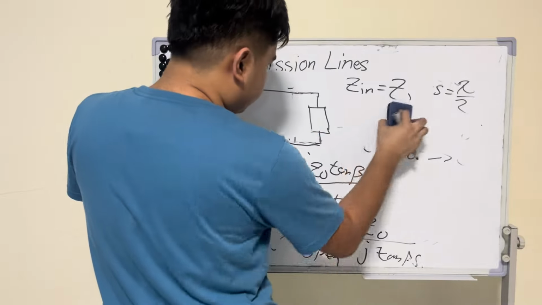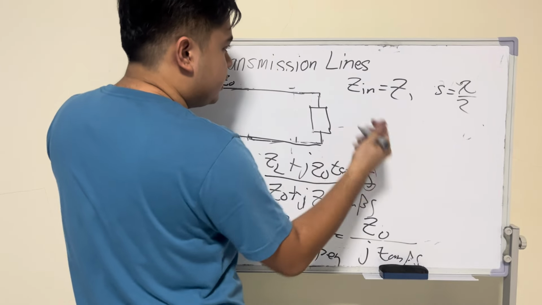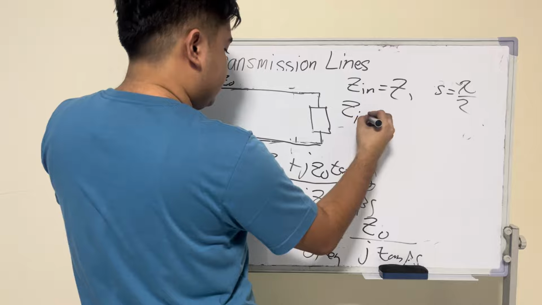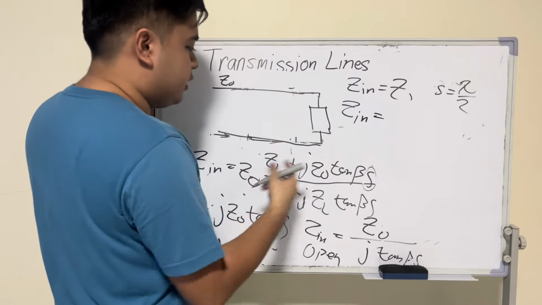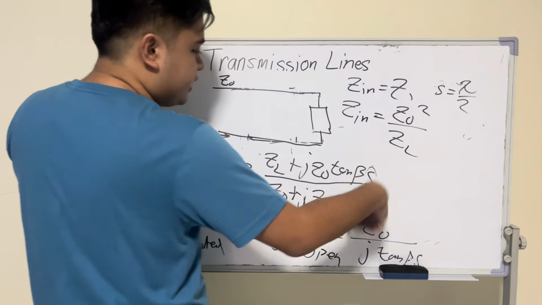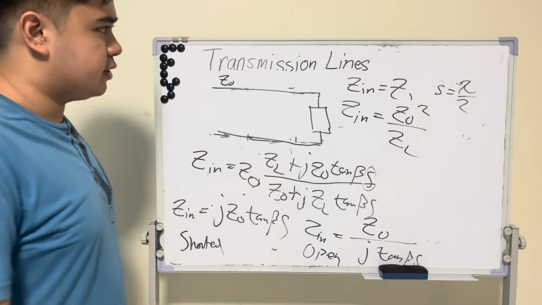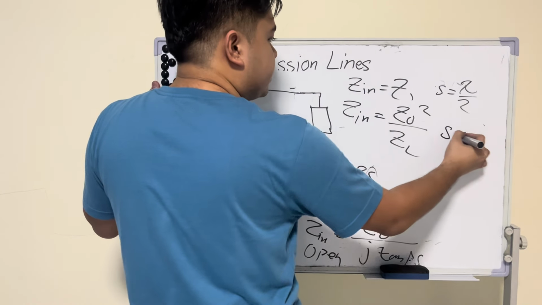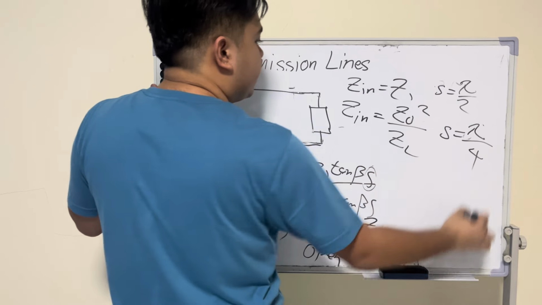So the next case would be Zin equals ZO times ZO, so that's ZO squared over ZL. And the tangent beta S and the J would cancel themselves out. This is the case for lambda over 4.